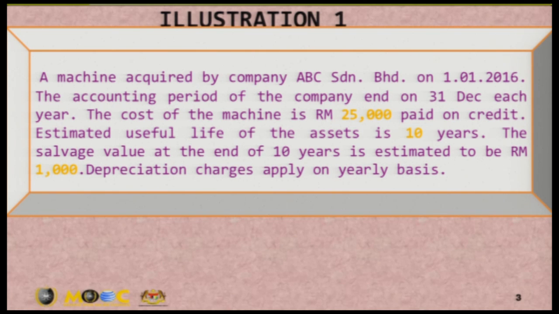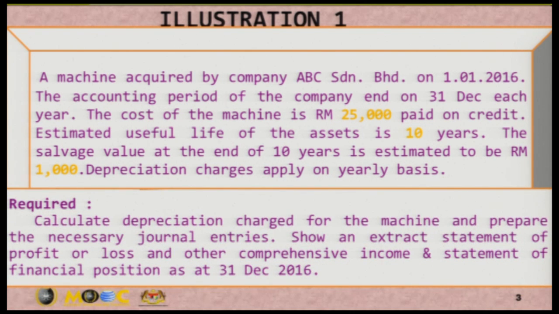So the question requires you to calculate depreciation charge for the machine and prepare the necessary journal entries. Show an extract of the statement of profit or loss and other comprehensive income, and also the statement of financial position as at 31st December 2016.